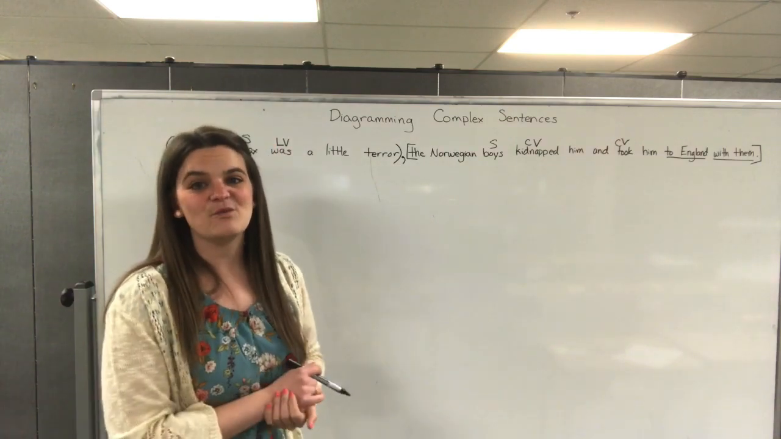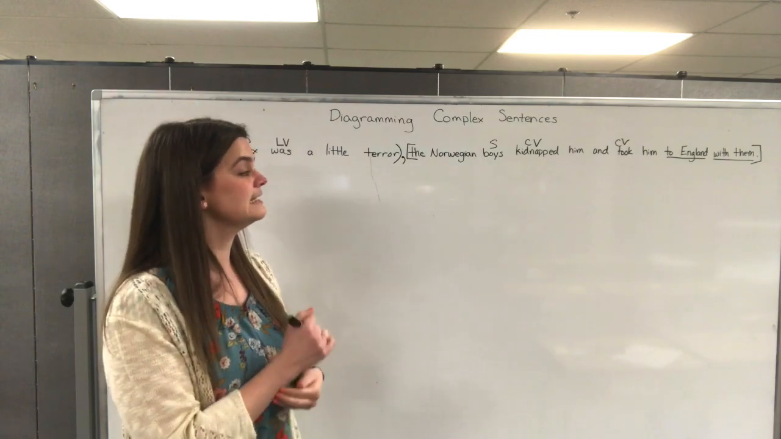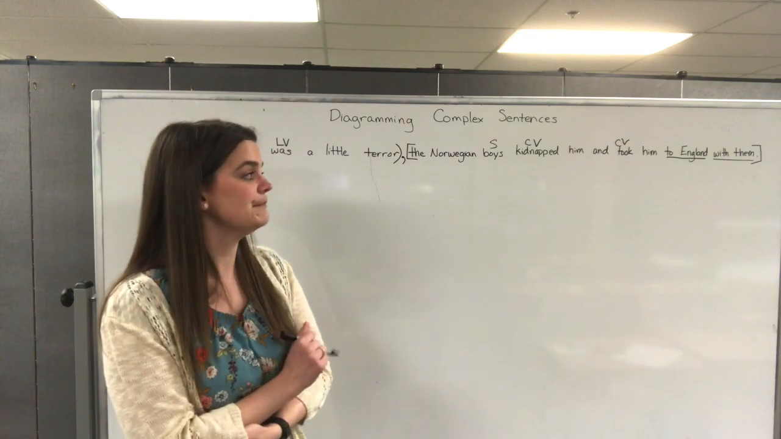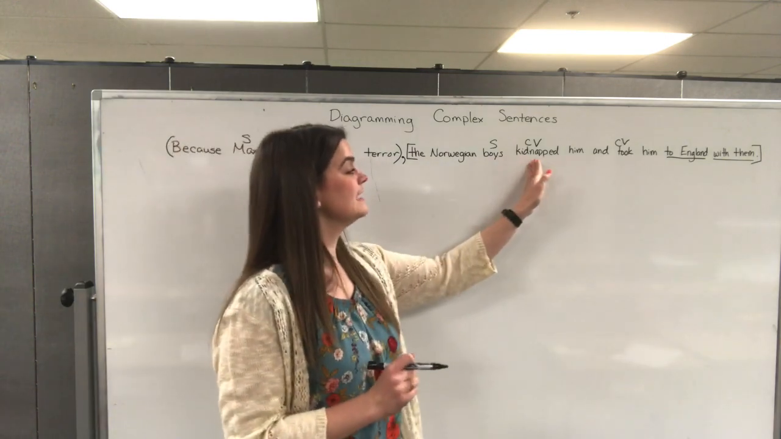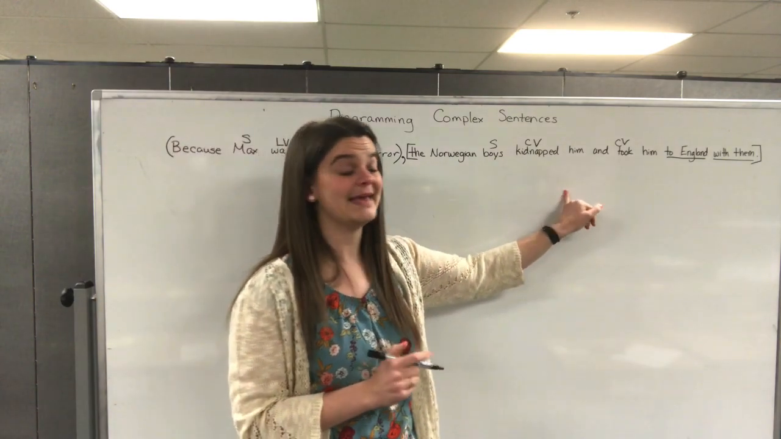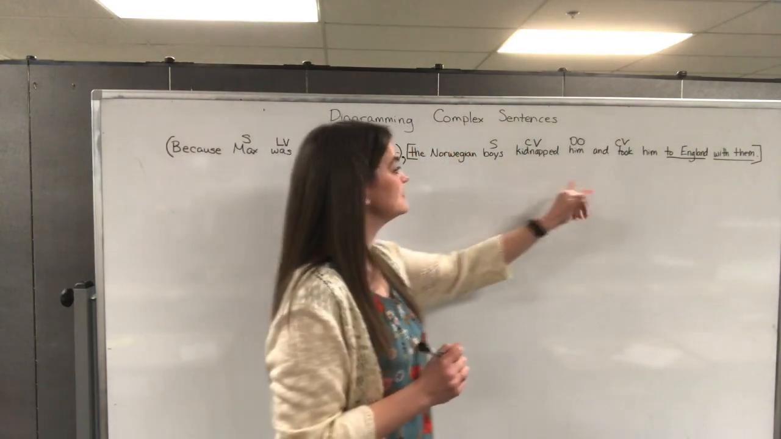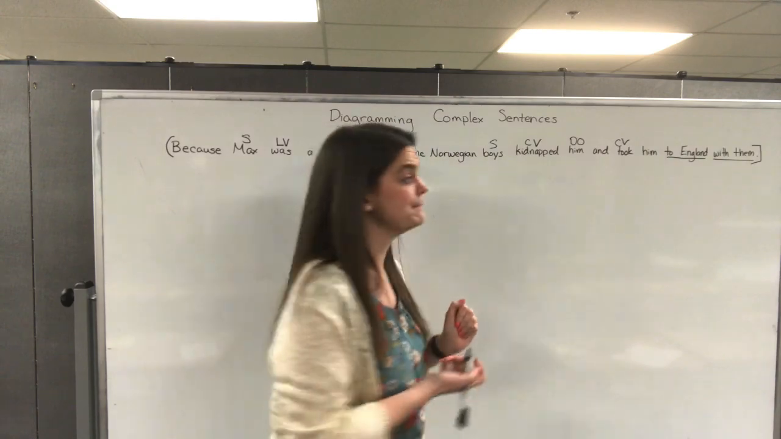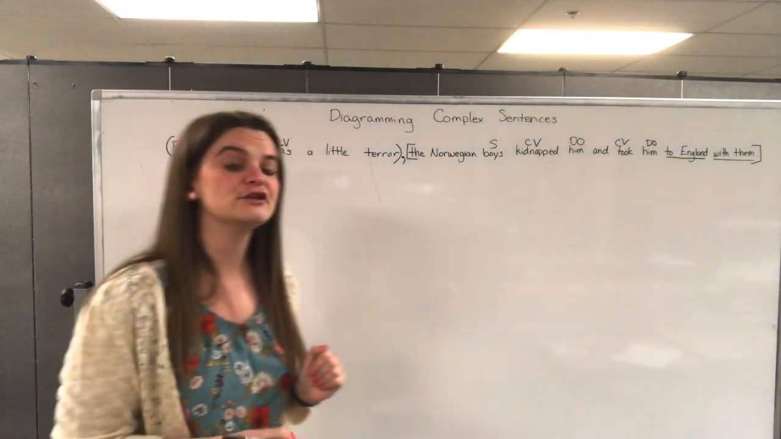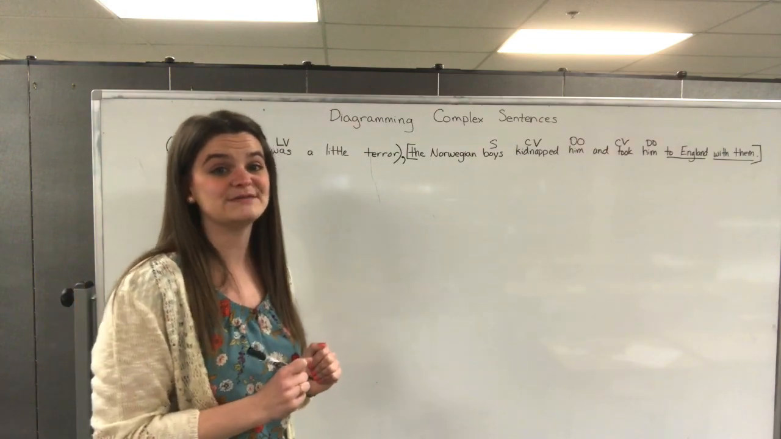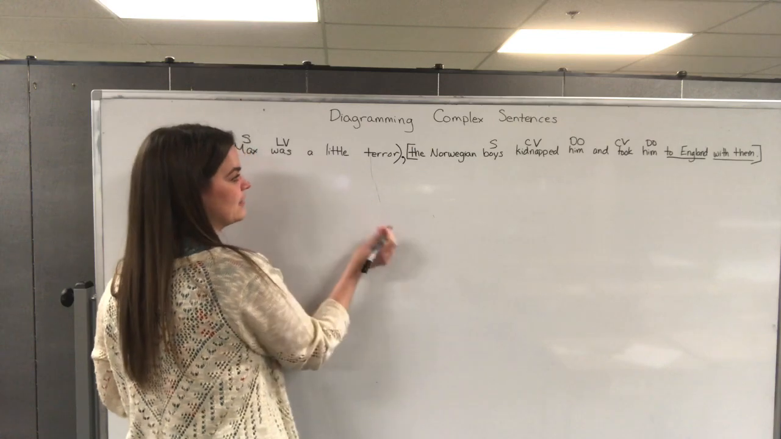Can you identify what pattern this is? The Norwegian boys kidnapped him and took him to England with them. Boys kidnapped whom? Him. Direct object. Boys took whom? Him. Direct object. So yes, this is a pattern 2 sentence and it has a compound verb in it. So we're going to go ahead and diagram this.